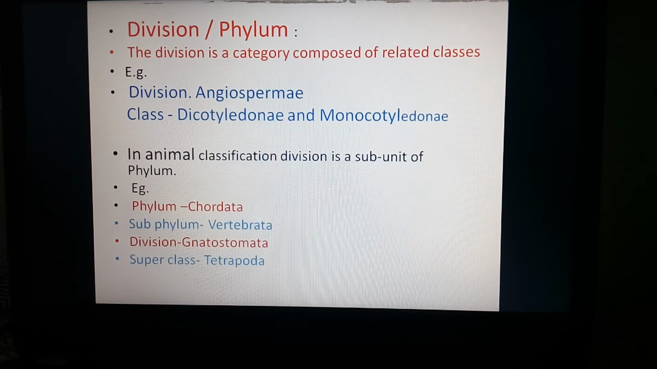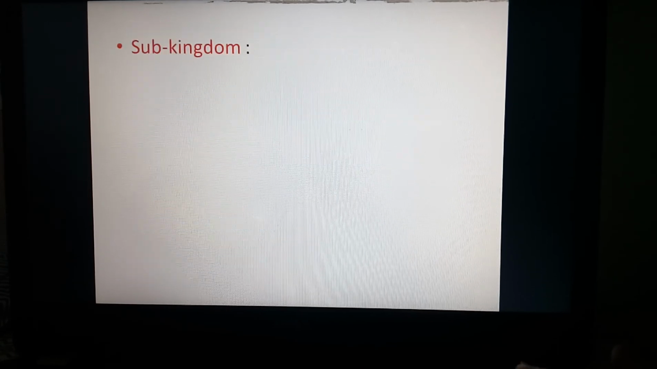So phylum Chordata is formed by subphyla, subphylum formed by divisions, division formed by superclasses, and superclasses are formed by classes. So superclass Tetrapoda has four classes: Amphibia, Reptilia, Aves, and Mammalia. In this way. Okay, it's all for today's lecture. We'll discuss the remaining things, subkingdom and kingdom, in the next lecture.